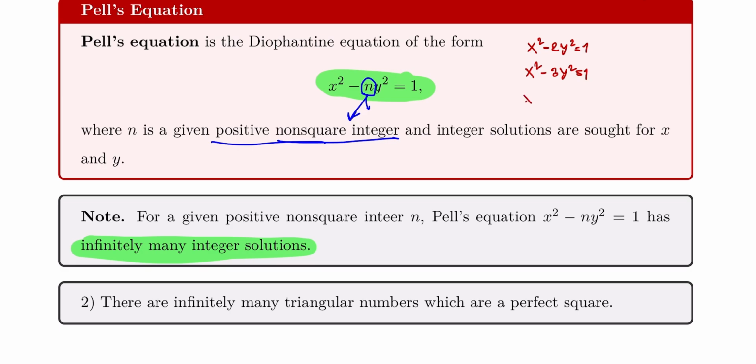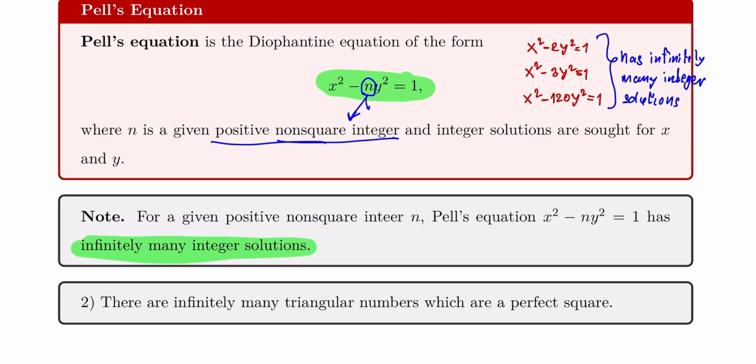And x squared minus 3 y squared, 3 is non-square, it will have infinitely many integer solutions. And x squared minus, let's say, 120 y squared, 120 is a non-square, right? So these have infinitely many integer solutions.